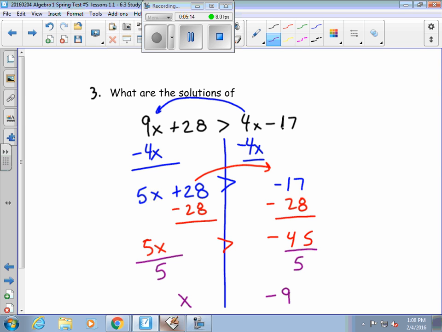So you have x, and then one more time, ask yourself, do I need to reverse the symbol? We divided both sides by 5, but it was by a positive number. So your symbol stays just like it is. X is greater than negative 9.